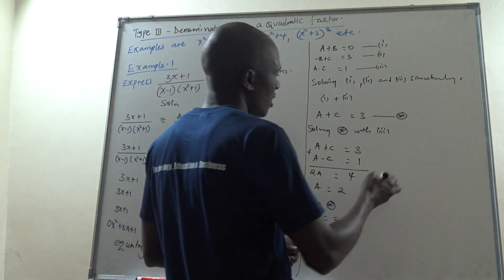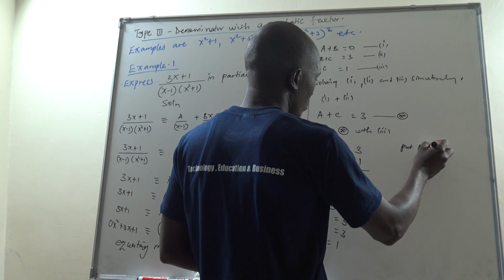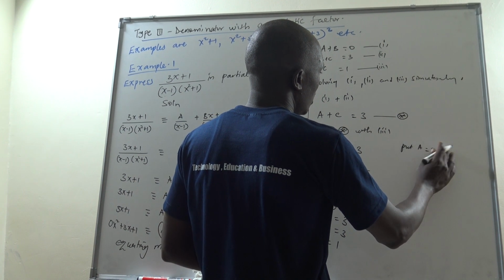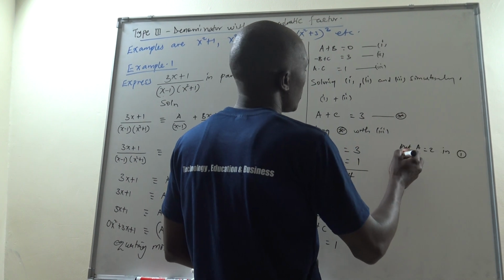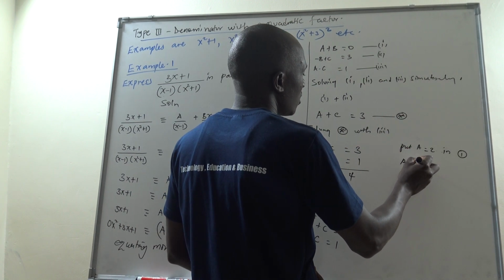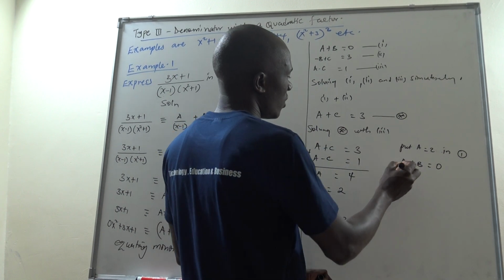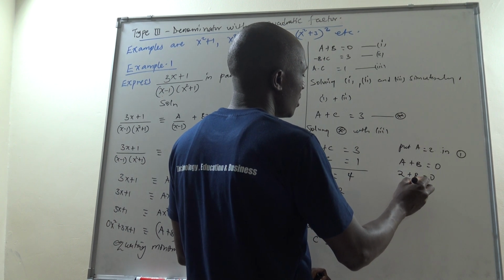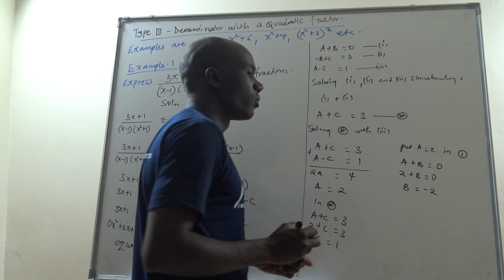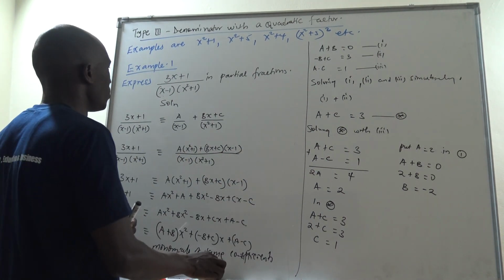So I can say put a equals 2 in equation 1. What is equation 1 saying? It's saying a plus b equals 0. But do we know our a? Our a is already 2, plus b equals 0. So what is b? b alone is negative 2. We have come out with the value of b as negative 2.